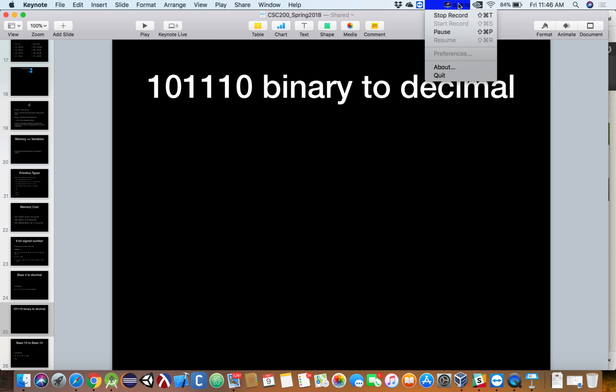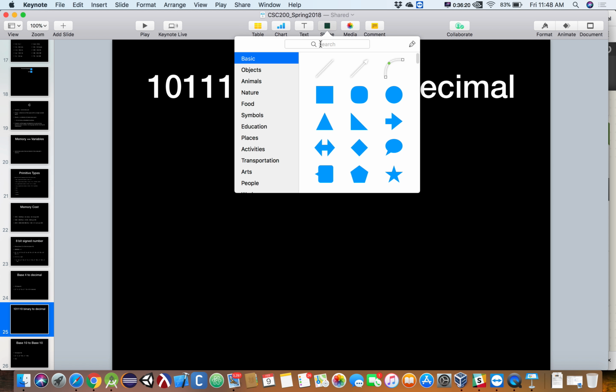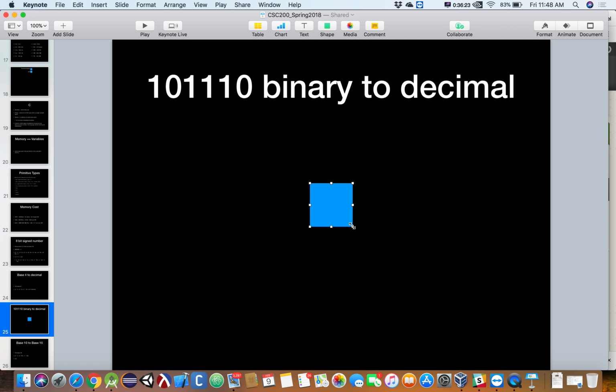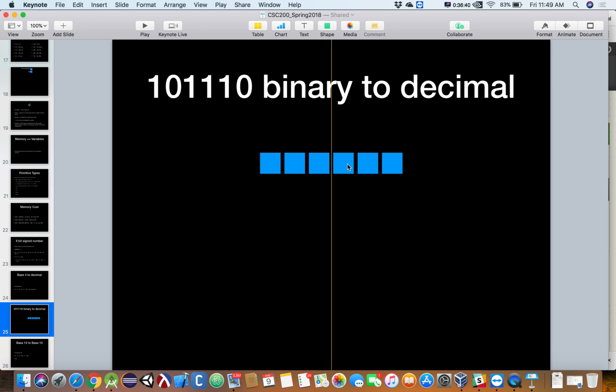Binary is base 2. That's what binary means. So let's take a look at this. I'll go ahead and draw the picture out here. I need 6 little boxes. All right, so that's 1, 0, 1, 1, 1, 0.